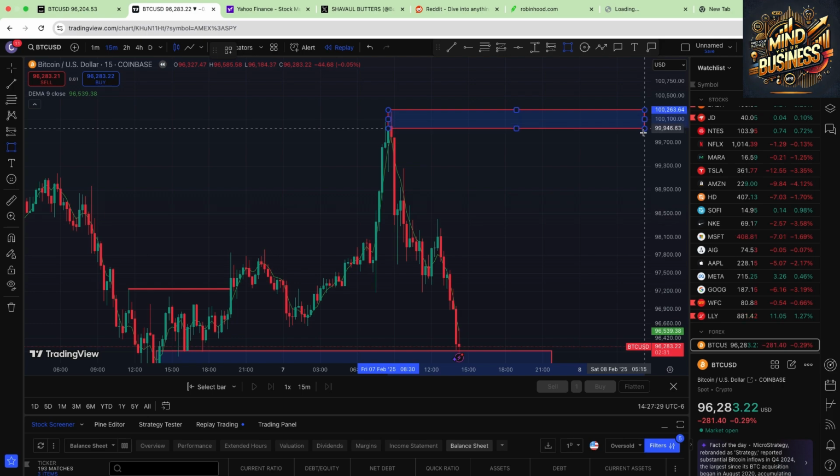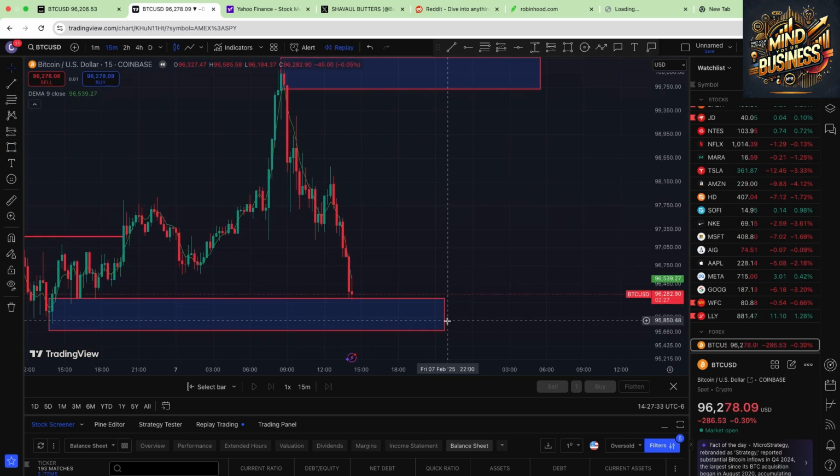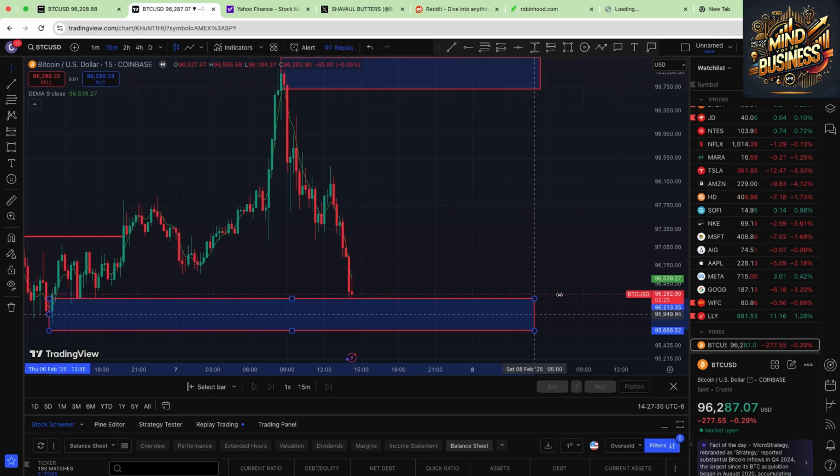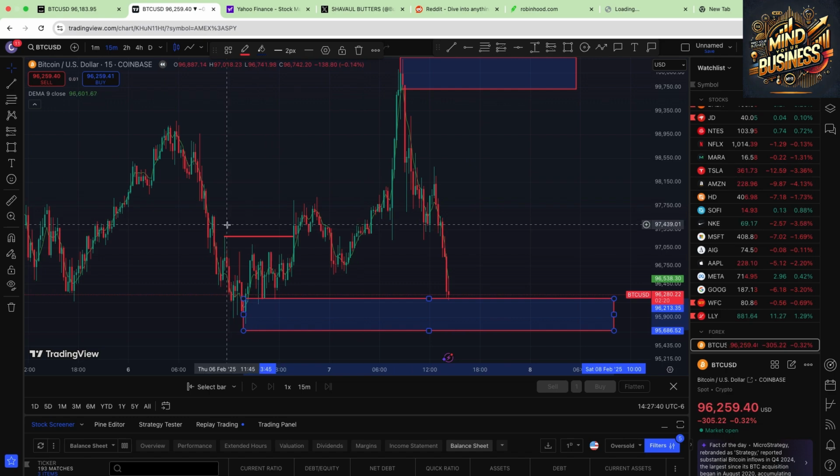So now that we identify our resistance and demand zone, what we want to do now is wait patiently for price to pull back in our direction.